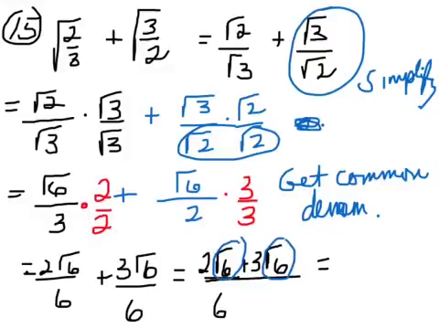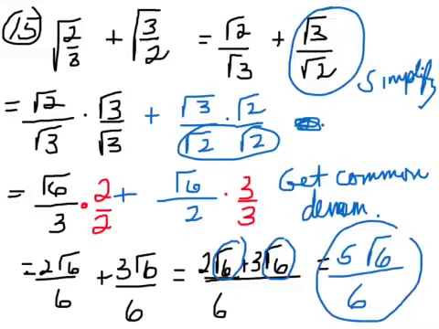So what we do is we write the square root of 6 down, and we add how many of them we have. We have 2 of them and then 3 more of them, so we're adding those numbers out front. We get 5 square roots of 6 over 6, and that's how you'd want to write 15. It's all the way simplified.